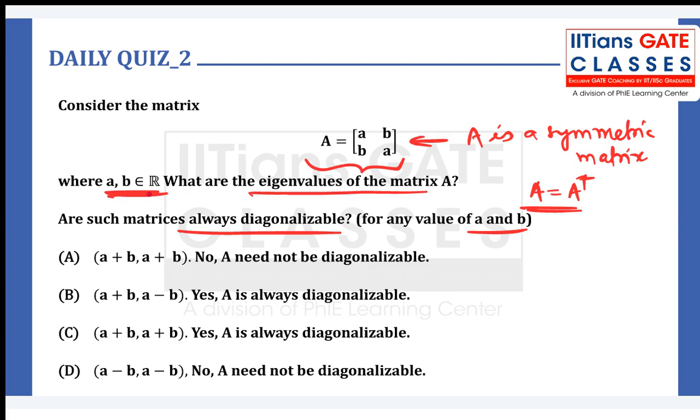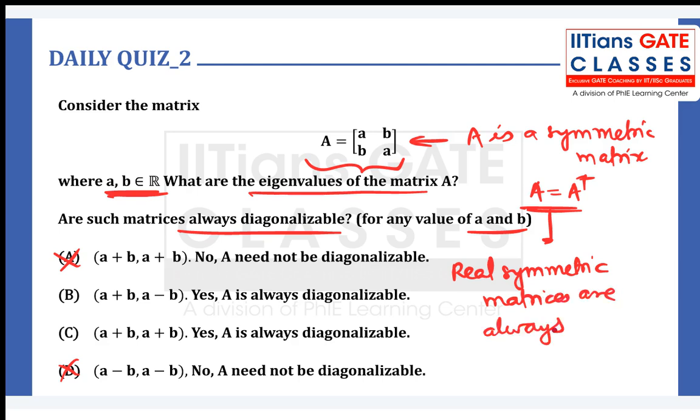So clearly you can just eliminate options A and D here, because real symmetric matrices are always diagonalizable. This is a standard property. We have discussed all of these things in our regular classes. If you had attended those, it is a straightforward thing to you. And now only the fight is between options B and C.